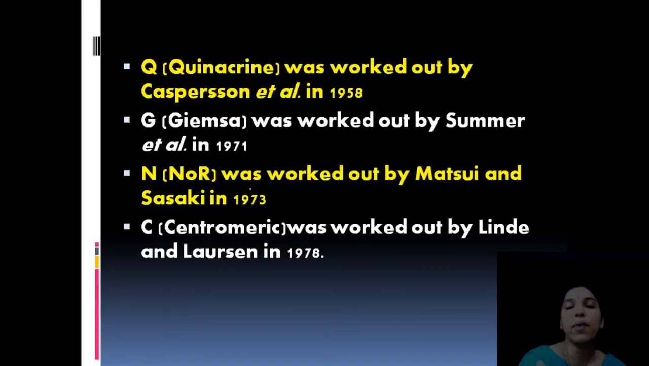Okay. Then Q-banding was worked out by, so we can see the scientists working behind all these banding techniques. Q-banding by Caspersson, I already told you, was worked out in 1958. Then G-banding by Sumner in 1970, not only Sumner, his colleagues also, 1971. And N or NOR banding was worked out by Matsui and Sasaki in 1973. And C-banding, that is centromeric constitutive heterochromatin banding, was worked out by Lindsay and Lawson in 1978. Okay. These are the 4 important techniques for you.